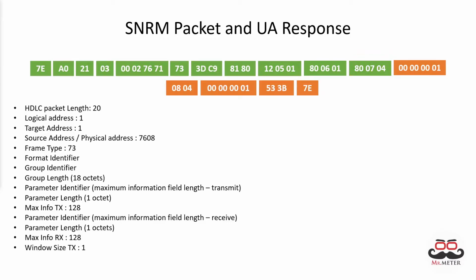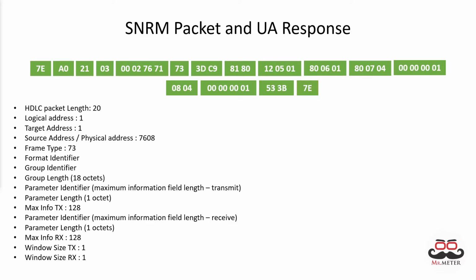The next 80 is the parameter value, which is followed by 07 and 04, which are the transmit window size, translating to 1, and the parameter length, which is 04, that translates to 4 octets. The next part is the default parameter values. The next 08 is the parameter value, which is followed by 04, which is the receive window size, translating to 1. And also the next part is the default parameter values.